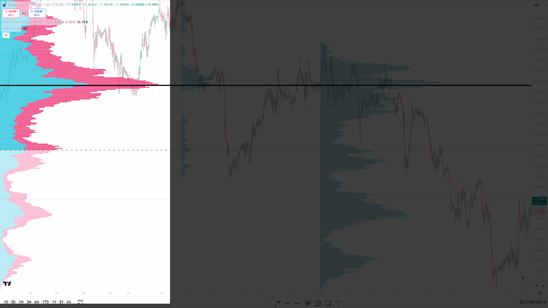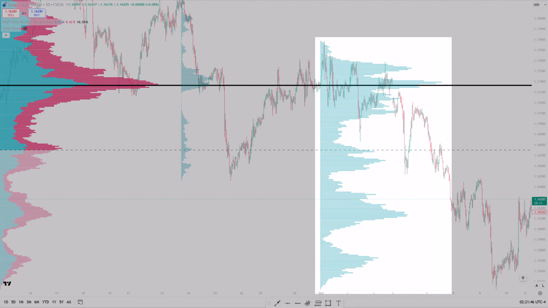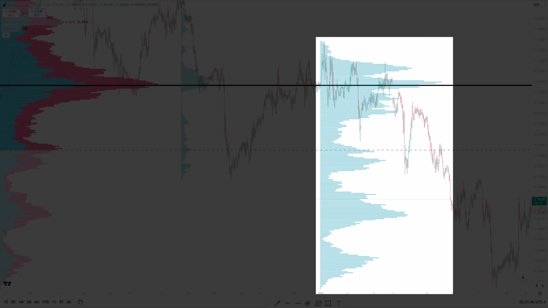This topic is a lot more complex and I don't really want to go too deep into it, but the main thing to remember is that volume profile does not show buyers versus sellers. That's why my custom-made volume profile uses only one color. It might not look as flashy, but it avoids giving people a false sense of control and keeps the focus where it should be, on the shape and context of the profile itself.